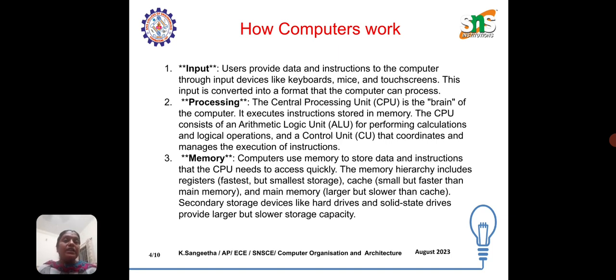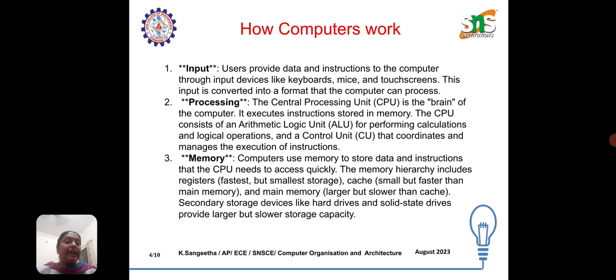The CPU consists of the arithmetic logic unit, which performs various arithmetic operations such as addition, subtraction, multiplication, and logical operations such as AND, OR, XOR. So these are the various operations done by the ALU. And a control unit, that is CU, controls all the operations and manages the execution of the instructions.